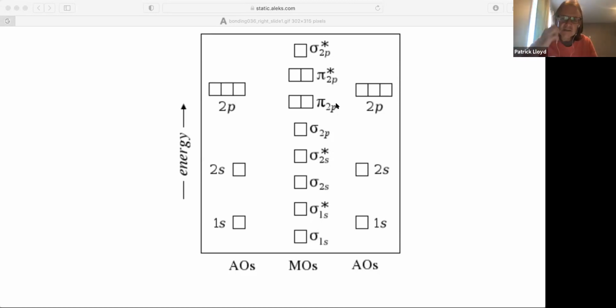So let me work on this one here. So we're going to do O2. Okay. And what I'm going to do is I'm going to try to draw this maybe a little better than I did before with the B2 2 minus.